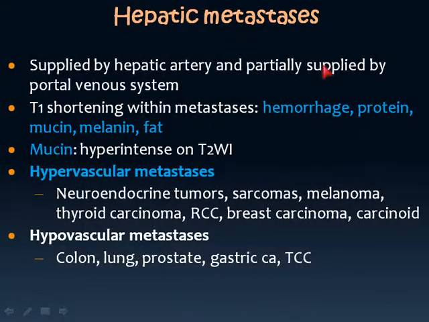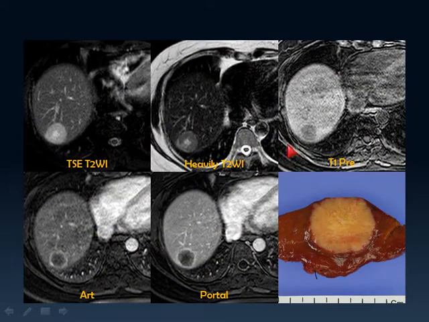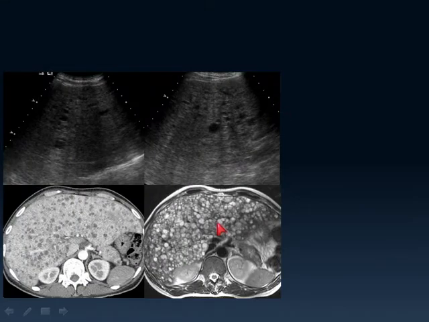Moving to the final group, hepatic metastasis is supplied by the hepatic artery, and an important point is that some of the hypervascular metastases may show hyperintensity on T2 weighted images, such as neuroendocrine tumor, sarcoma, melanoma, and thyroid carcinoma. Typically, metastatic lesions show peripheral ring-like enhancement. However, some of the tumors may show bright signal intensity on heavily T2 weighted images. This is the case of multiple metastases from neuroendocrine tumor in the pancreas.